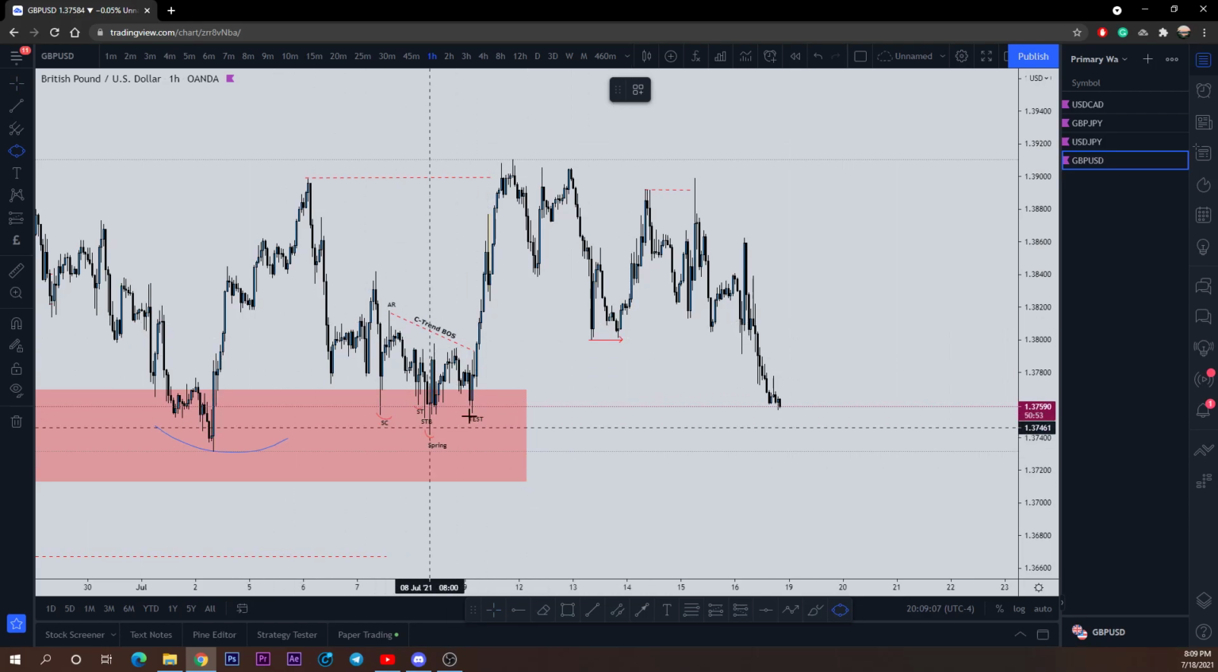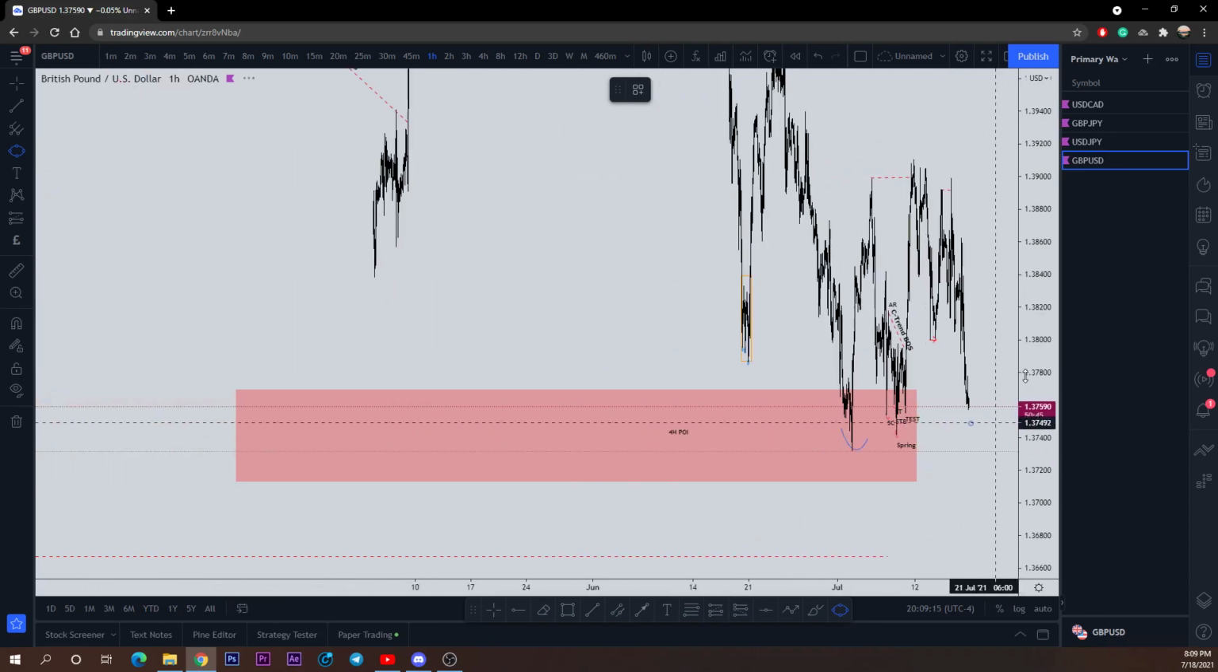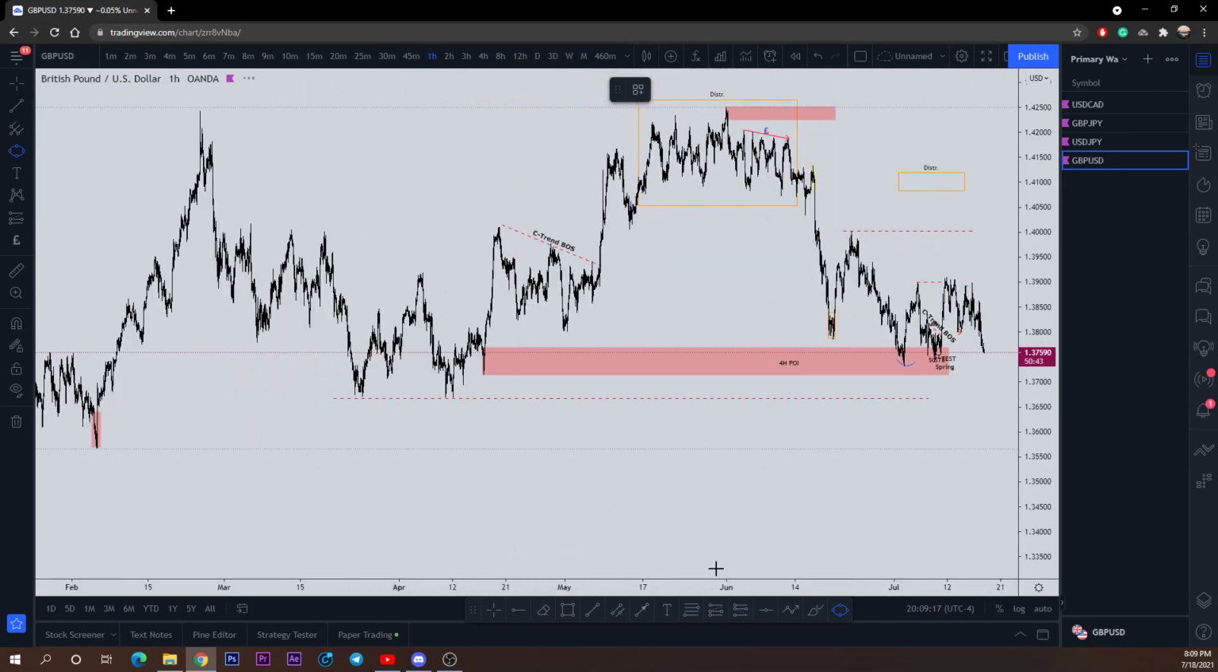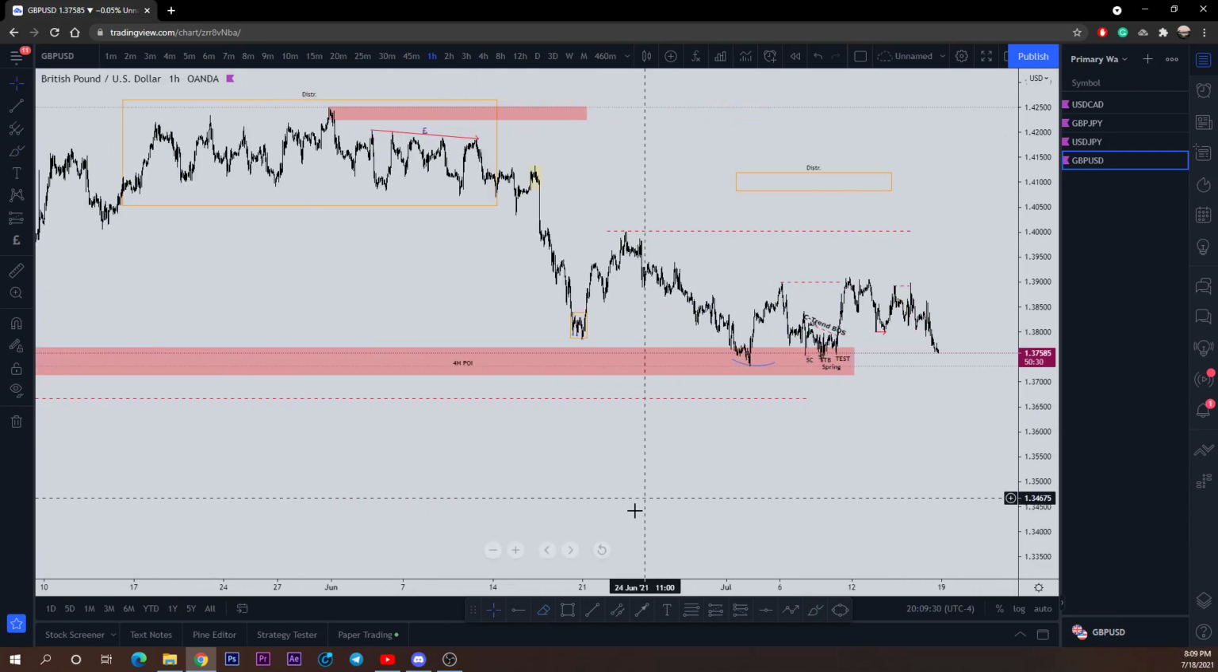So after we accumulated here, right, and the fact that we even broke this area and we're starting to break this test, this accumulation is failing. All right, and if this accumulation fails, that means we're going to take out these lows here. We're going to take out these lows. All right, and then we're going to come into this area here, which is not bad, but I wasn't really hoping to see that. I really wanted to see this happen.